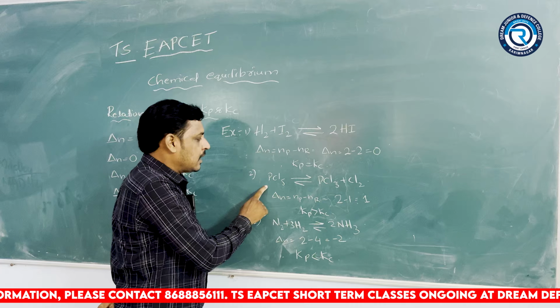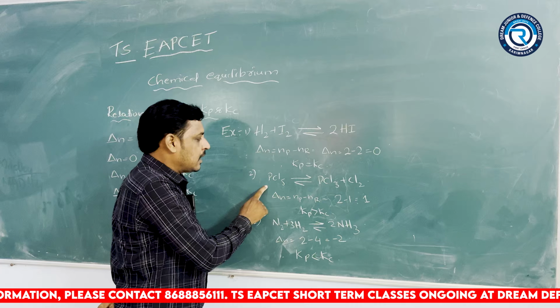What is the relationship? Delta n is 0. In this reaction, what is the relationship between Kp and Kc? Kp equals Kc. In this reaction, Kp equals Kc.